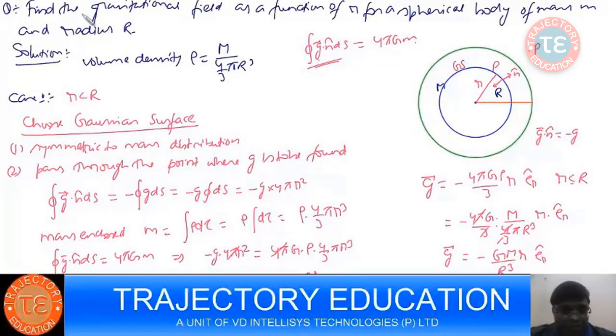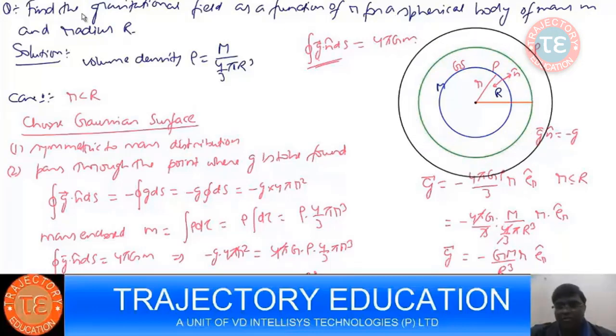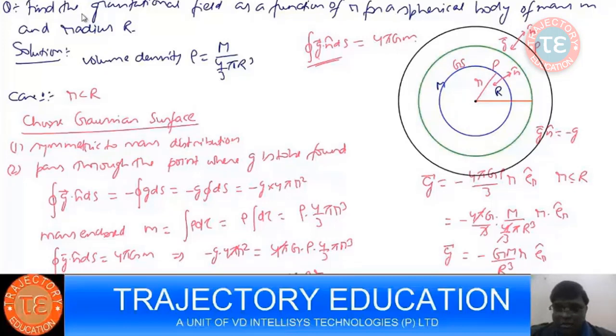Then we have to take a Gaussian surface passing through the point where g is to be found. So here you need g at this point, so you have to take a Gaussian surface passing through this point. Okay, this will be the Gaussian surface passing through this point. So here also g is inward, n is outward.